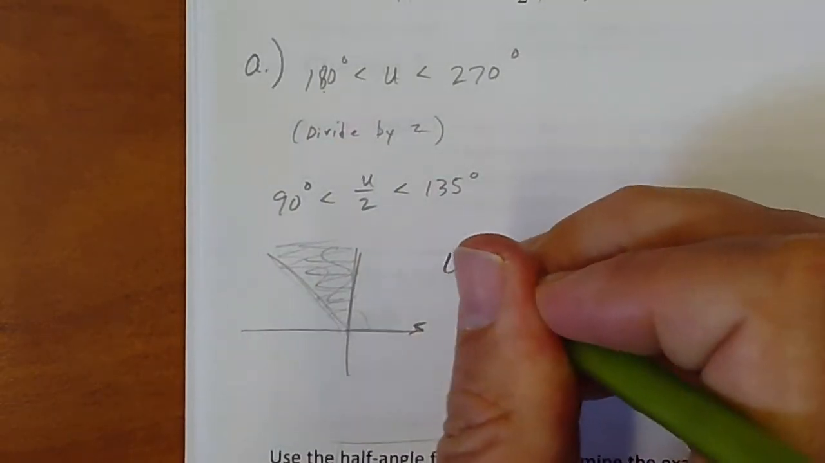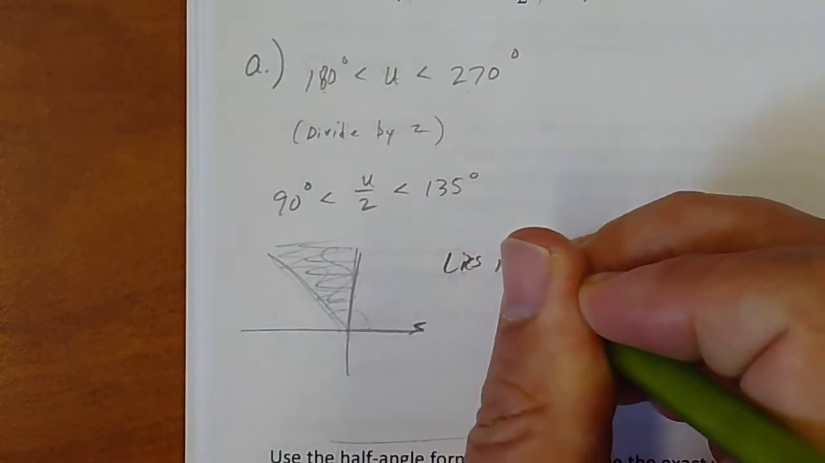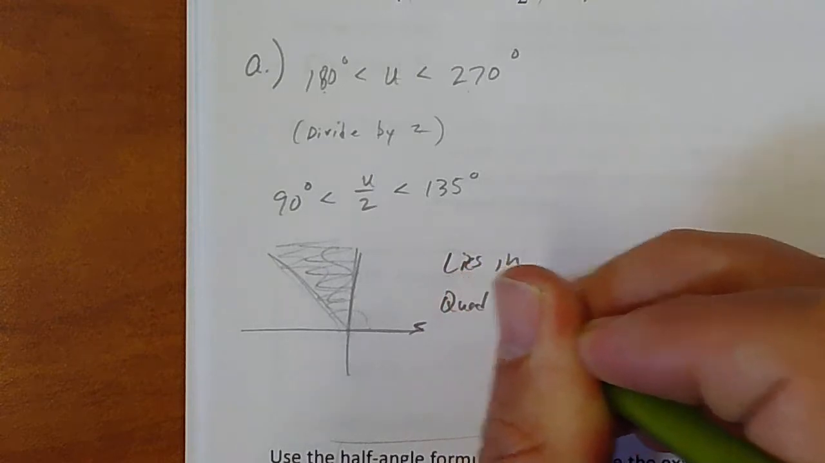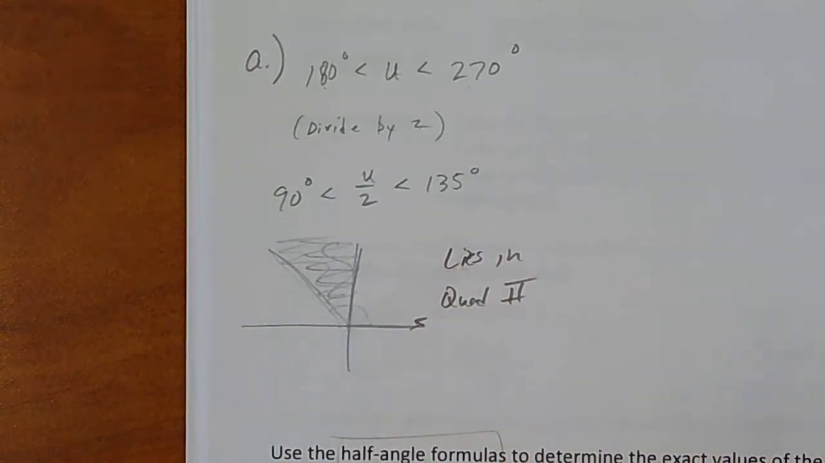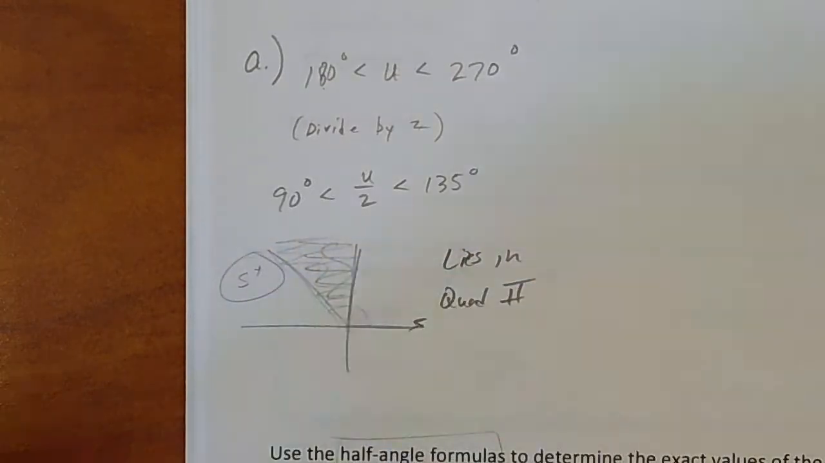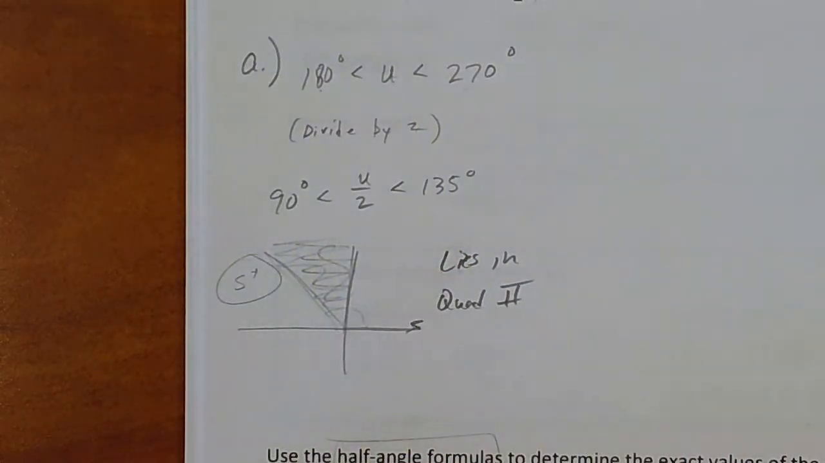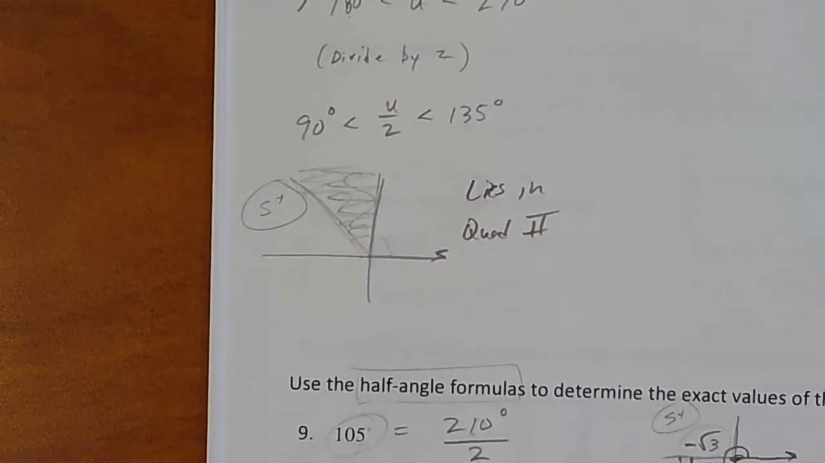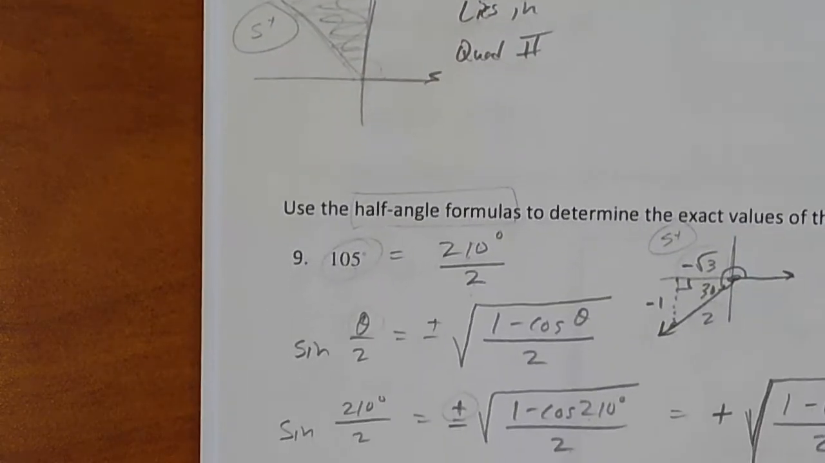So it lies in quad 2. And now it will help us with our signs in part B because only sine is positive here. Okay. All right, let's move on to number 10 though. Let's not do part B yet. We'll get a chance to review some of these things in number 10.